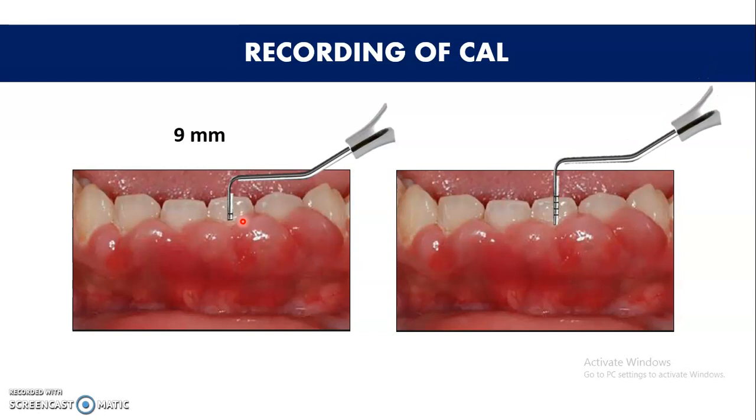Here, the CEJ has to be identified by tactile signs. The entire first band is invisible and the second band is visible. So the margin lies against the 5th marking. So the distance from CEJ to the margin in this case is 5 mm. So CAL is 9 mm minus 5 mm, 4 mm.